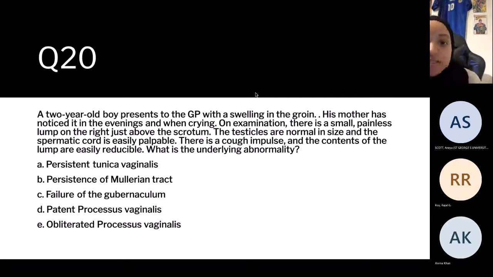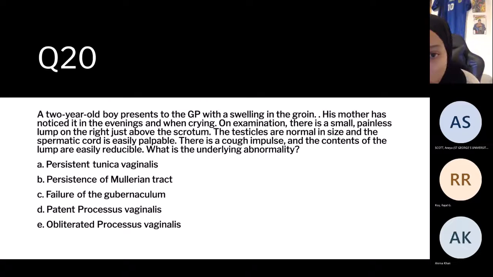A 2-year-old boy presents to the GP with a swelling in the groin. His mother has noticed it in the evenings and when crying. On examination, there is a small painless lump on the right, just above the scrotum. The testicles are normal in size, and the spermatic cord is easily palpable. There is a cough impulse, and the contents of the lump are easily reducible.